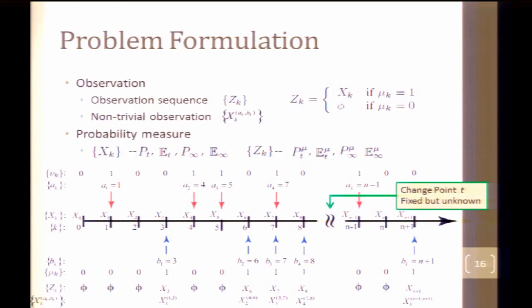So now I'm going to use Z_k to denote the observation you take. If mu of k is equal to 1, it simply means that if you go ahead and observe the sequence, then you know x_k.